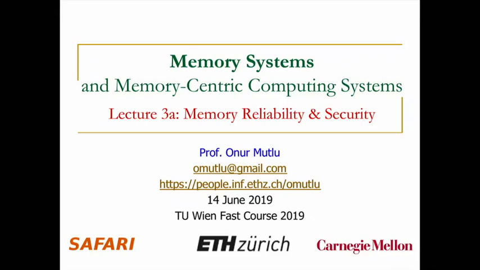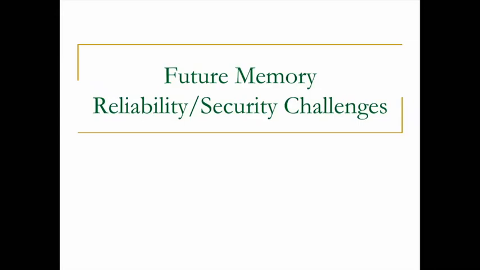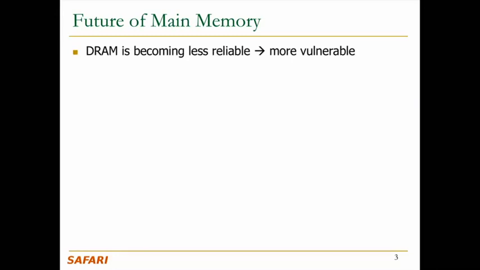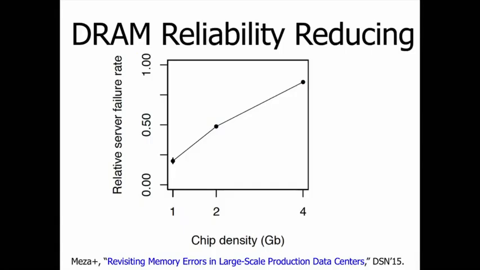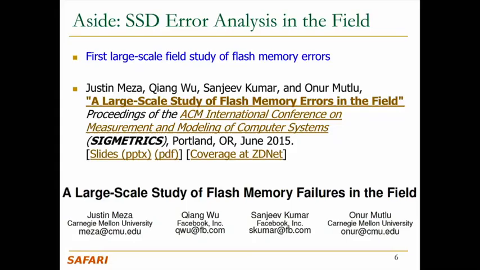Okay, so yesterday we talked a lot about Rowhammer. Rowhammer is just one example of the reliability challenges that lead to security problems. I think there are more. So hopefully, let's talk about some more of those. As I said multiple times during this course, DRAM is becoming less reliable, more vulnerable. And we've seen this picture multiple times also. This is true for other memory technologies as well.